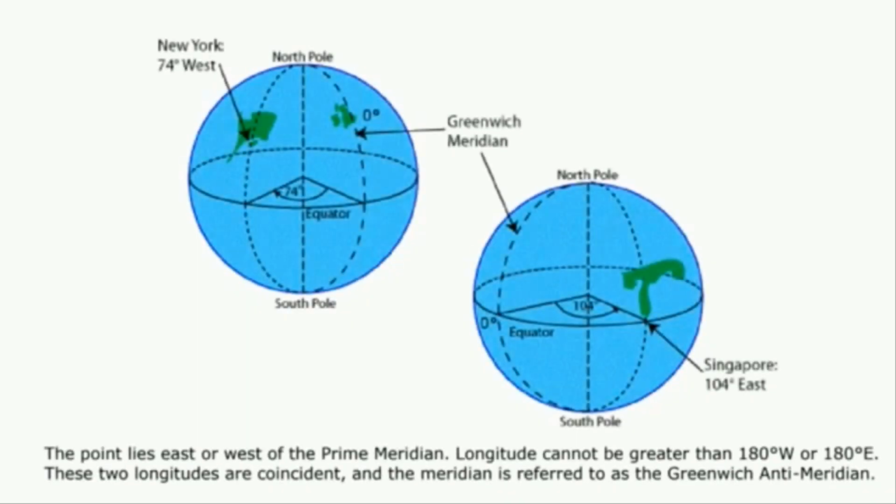In the example, New York is 74 degree west. It means 74 degree west from the prime meridian, and it makes a 74 degree angle between the prime meridian and the meridian passing by New York. Similarly, Singapore is 104 degree east from the prime meridian. So the longitude of New York is 74 degree west and the longitude of Singapore is 104 degree east.